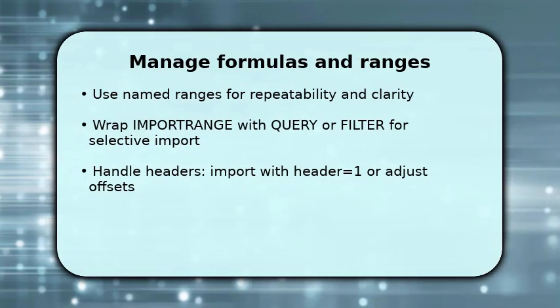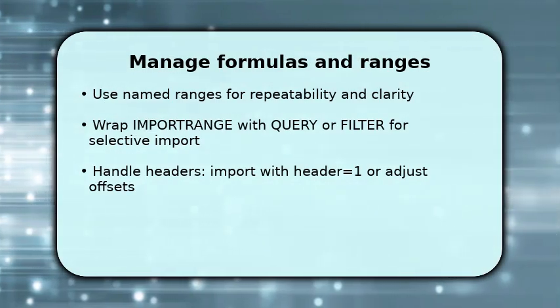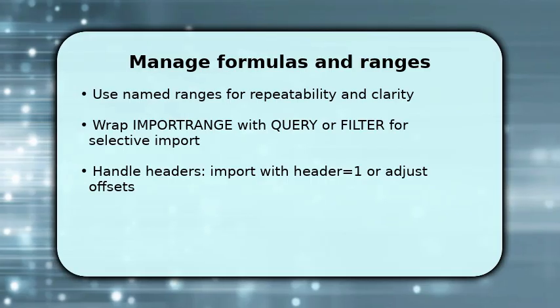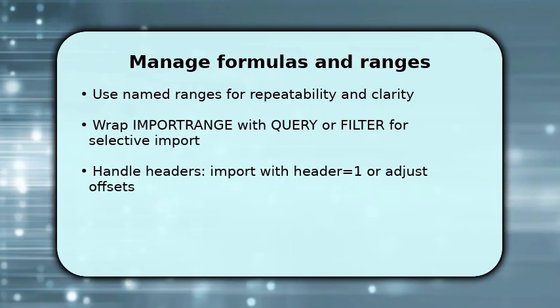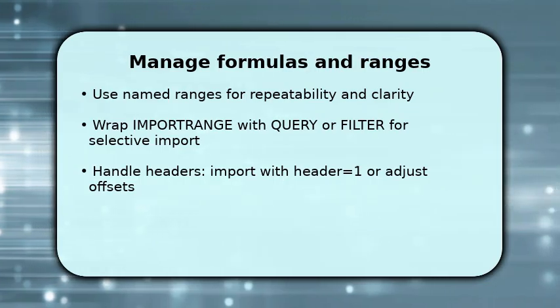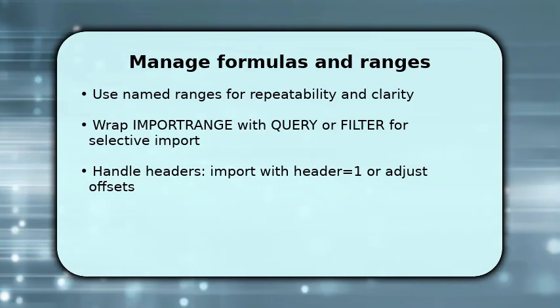Once the link exists, refine which rows or columns you actually need so you avoid pulling excess data. You can wrap IMPORTRANGE inside QUERY. Select Col1, Col3 where Col2 > 100, or use FILTER to get dynamic subsets. This reduces clutter and speeds recalculation.